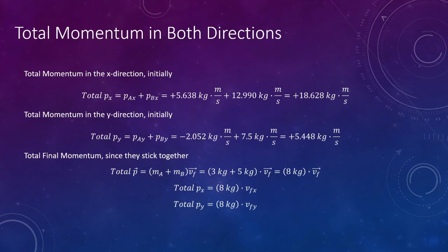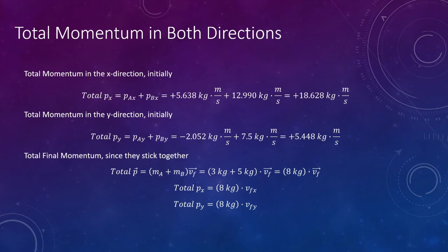So we have those initial momentums in each direction, so let's add them up to get the total momentum. So our total momentum in x will be the momentum of A in the x direction plus the momentum of B in the x direction, and we'll use those initial values that we just solved for. You should end up with something like plus 18.6 for your total momentum in x.